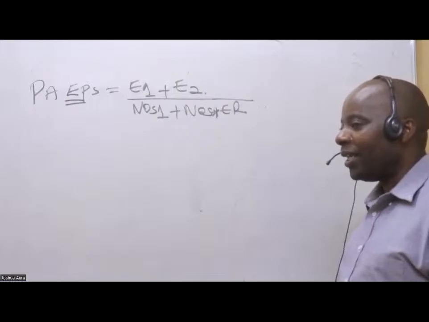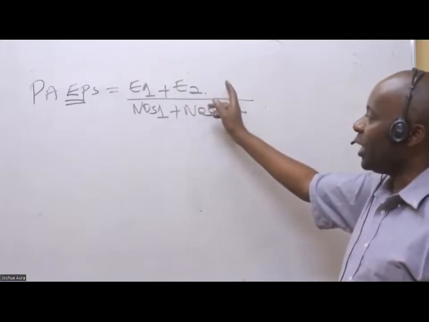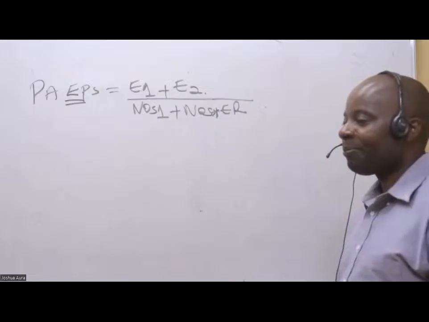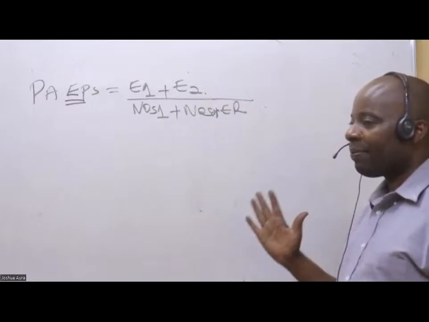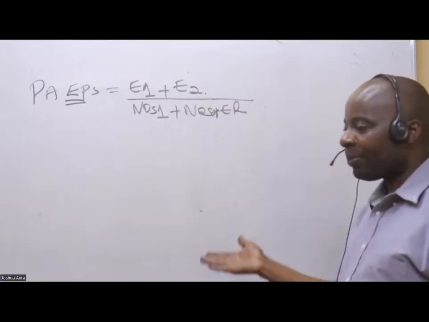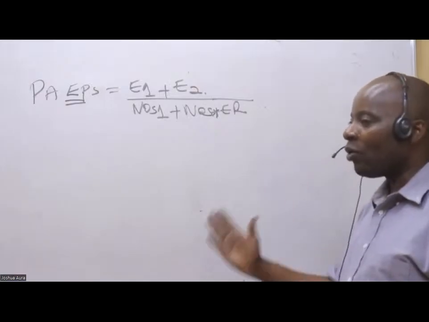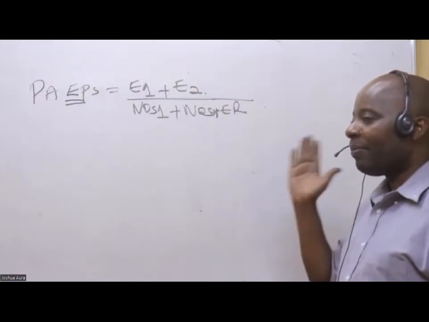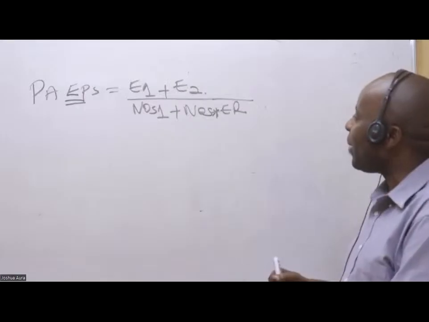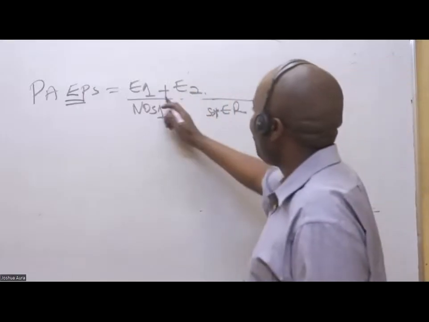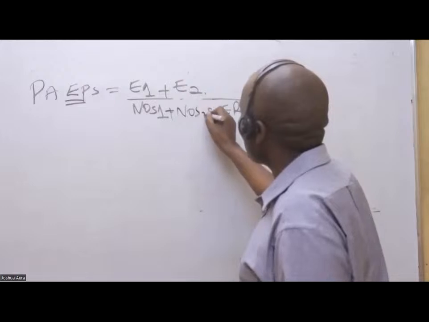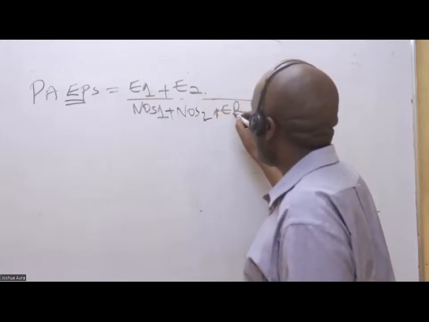Post-acquisition earnings per share. Please, once you write up to here, could you kindly put a thumbs up? Equals earnings of company 1 plus earnings of company 2 all over number of ordinary shares of company 1 plus number of ordinary shares of company 2 times exchange ratio. Please write this in full.